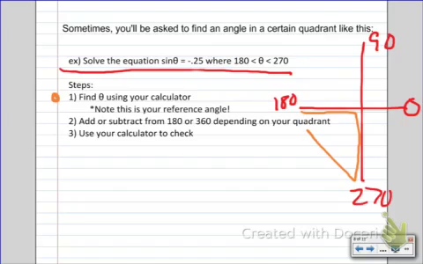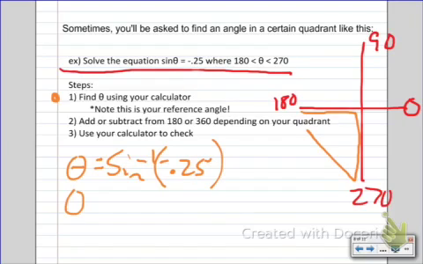First step, find theta using your calculator. So to find theta, I'm going to take the inverse sine of negative 0.25. So let's check it here. Use my calculator. I'm going to put in negative 0.25, second sine, and I get about negative 14.47. And that is our reference angle.